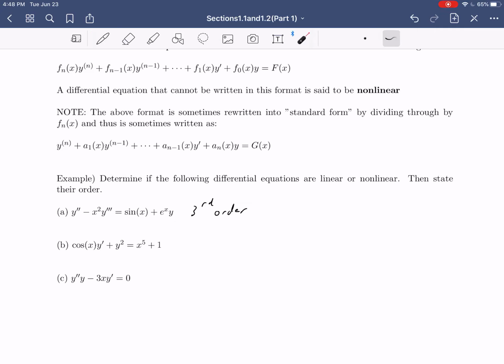Why is this third order? Well, the highest derivative present in this equation is that y triple prime right there, right? So it's the highest order derivative, so this is a third order differential equation. Is it linear or nonlinear?